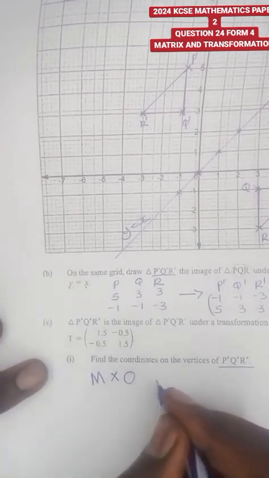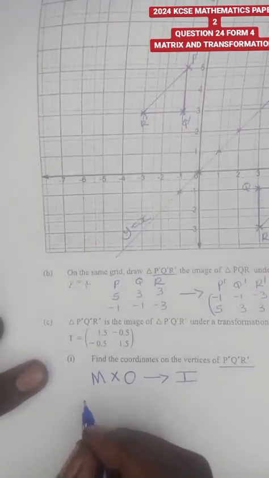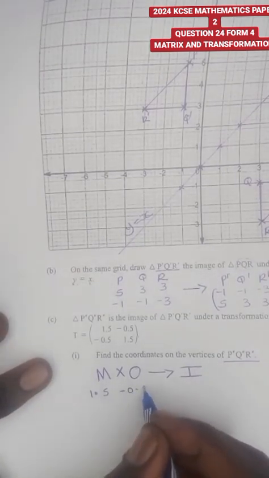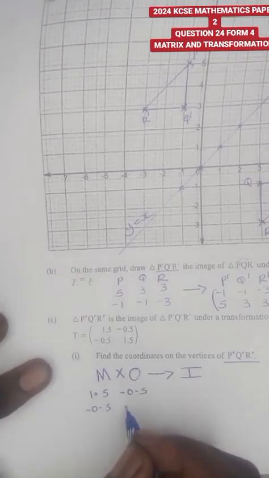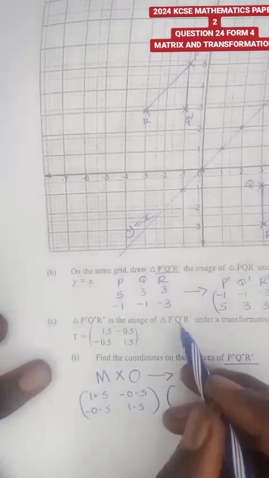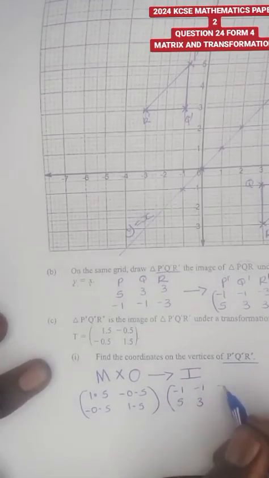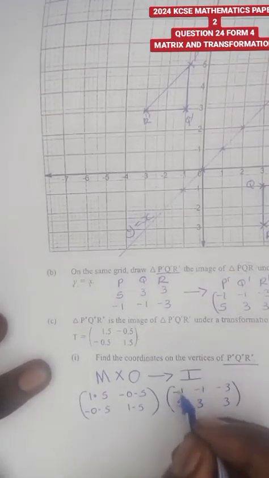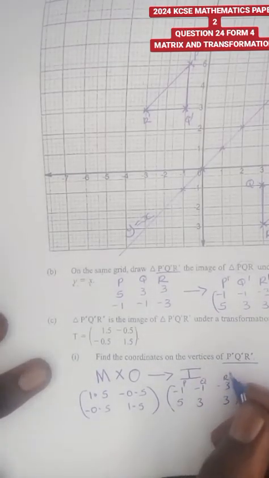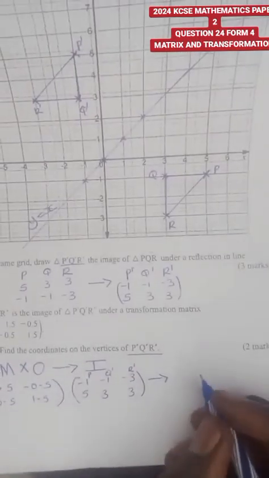So if the matrix is 1.5, -0.5, -0.5, and 1.5, you multiply by the object. Remember, they want the object of single prime. So we have (-1, -1, -3) on the top row and (5, 3, 3) on the bottom. Now the upper ones are just representing the x-axis and the lower ones representing the y-axis. These ones are single prime. Now these ones will give me the image, which is what I don't have, P'', Q'' and R''.